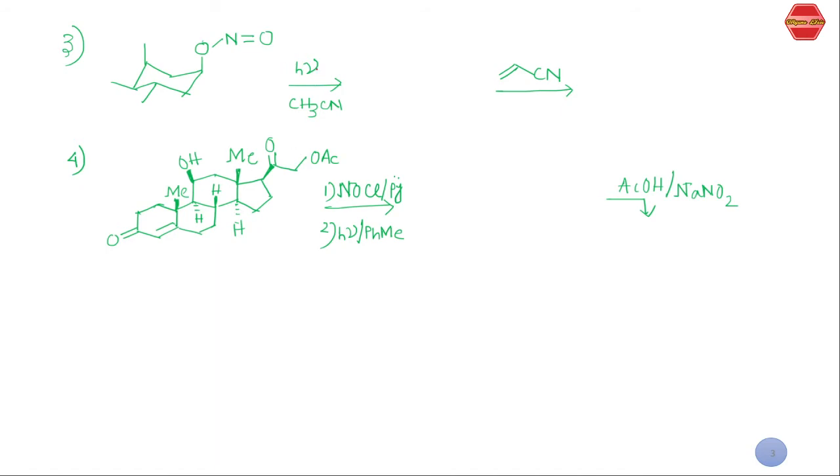If we use h nu in this medium, so this is your alpha position, this is your beta, this is your gamma, and here is your delta hydrogen in this case. So it will be abstracted over here and it will form this one, right? So it will form the OH and it will form this CH2 radical.